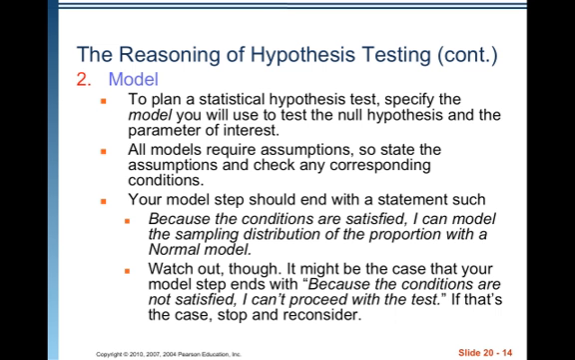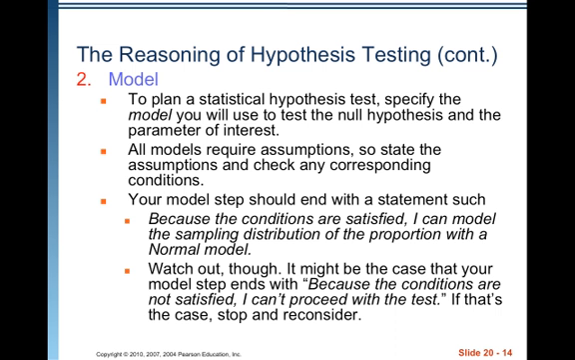For the alternative hypothesis, HA, this is going to contain the values of the parameter we consider plausible when we reject the null. The second thing is the model. To plan a statistical hypothesis test, specify the model you would use to test the null hypothesis and the parameter of interest. For instance, the first one we are going to learn about is one proportion z-tests. So you want to mention that. Stating the mean and the standard deviation would be great too.